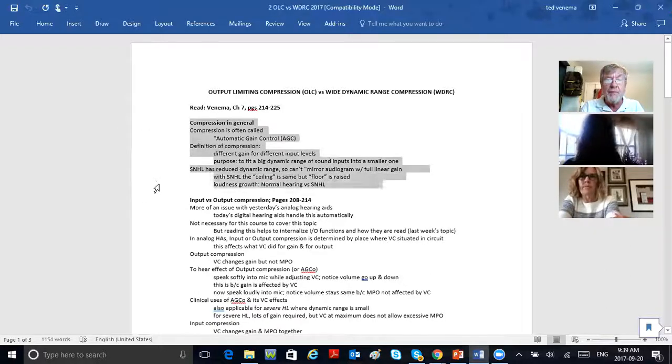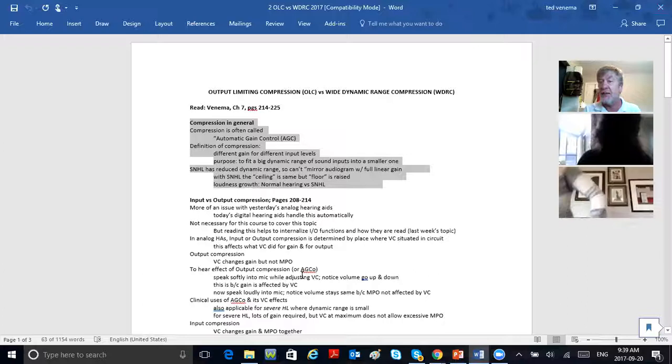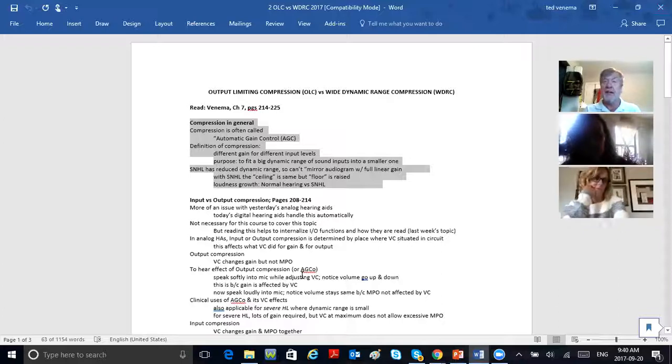Compression in general. I'm highlighting this so that we realize why we've got it in the first place. Always keeping step with that. Compression is often called automatic gain control, AGC. It's usually just called compression now, but it used to be called AGC a lot, and that just meant the gain wasn't purely linear. It meant the gain changed. It gave some greater gain at some input levels and less gain at other input levels. Remember, input plus gain is output. So with compression, you're getting different amounts of gain for different input levels.